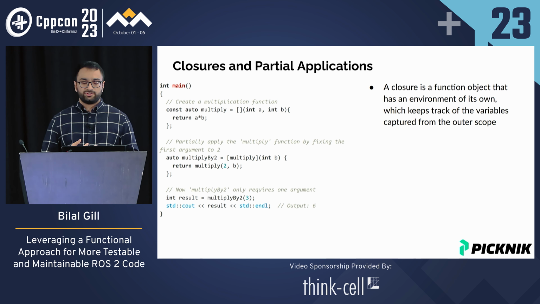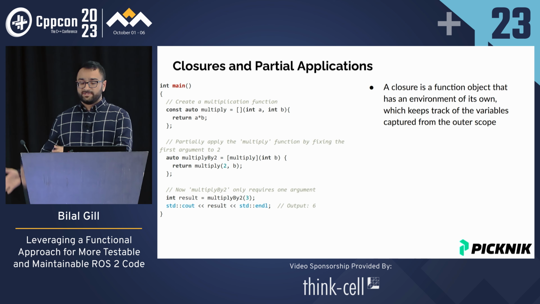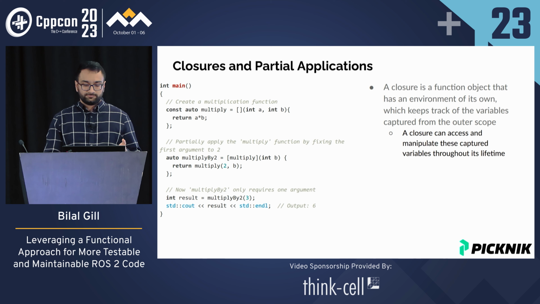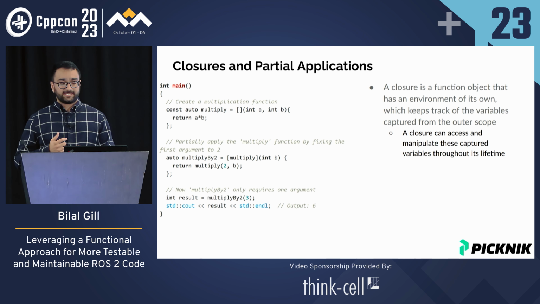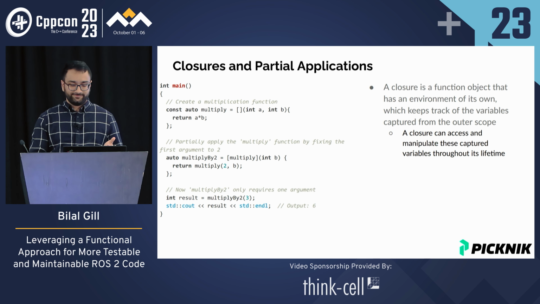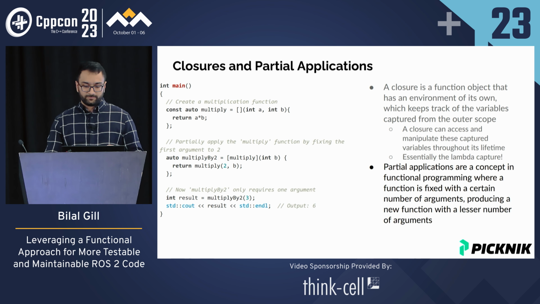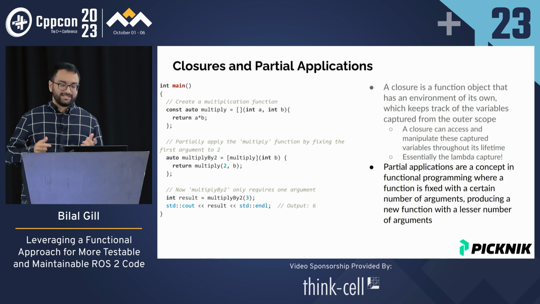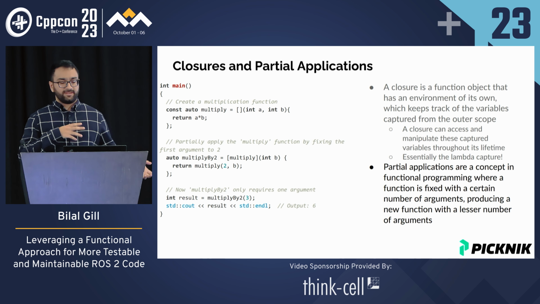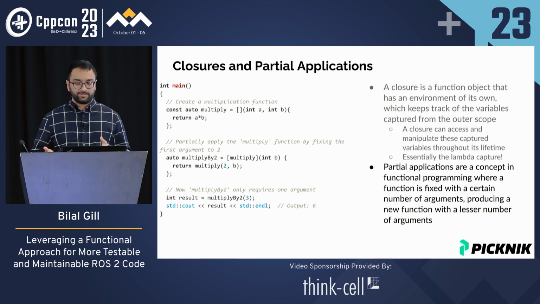Now we're going to talk about closures and partial applications. A closure is a function object that has an environment of its own, and it keeps track of the variables captured from the outer scope. A closure can access and manipulate these captured variables throughout its lifetime. Some of you might be thinking that this sounds really familiar. Yeah, it's essentially a lambda capture. Partial applications are maybe a bit more complicated, but it's a concept in functional programming where a function is fixed with a certain number of arguments, producing a new function with a lesser number of arguments.